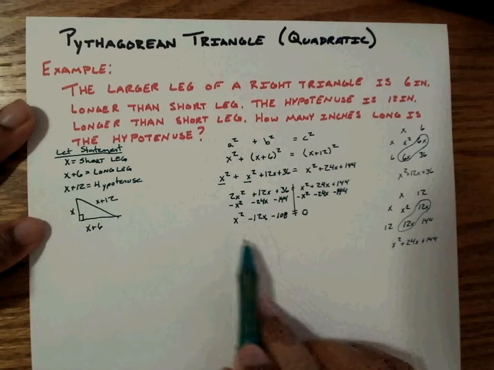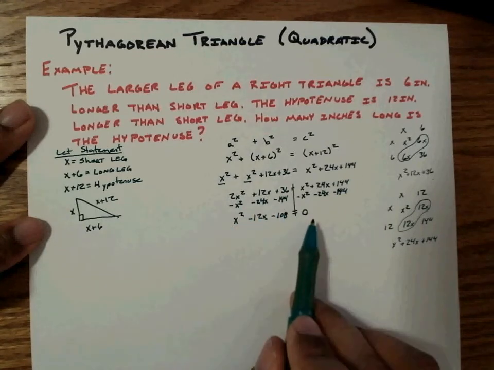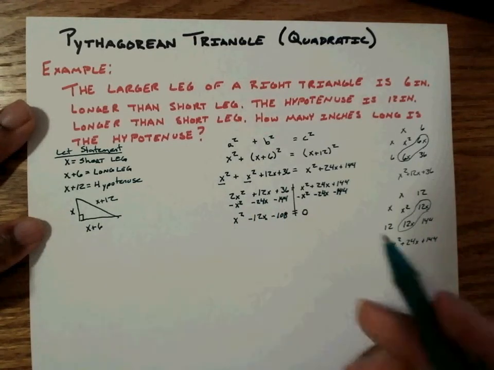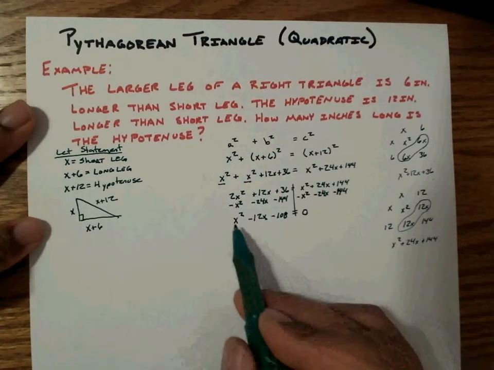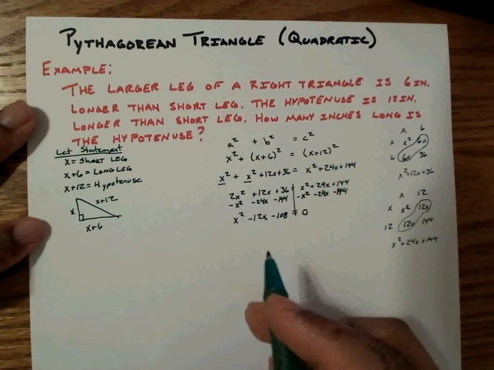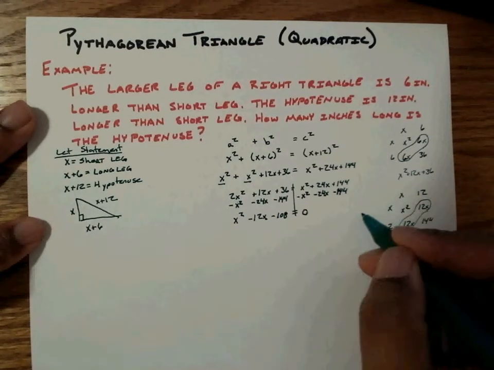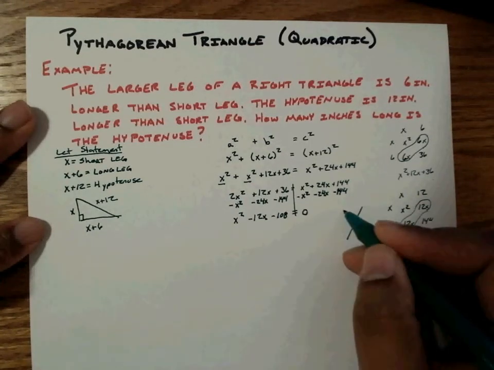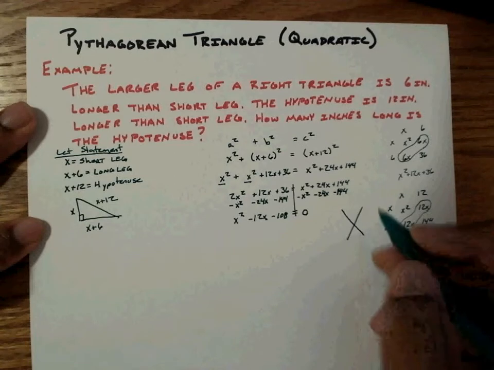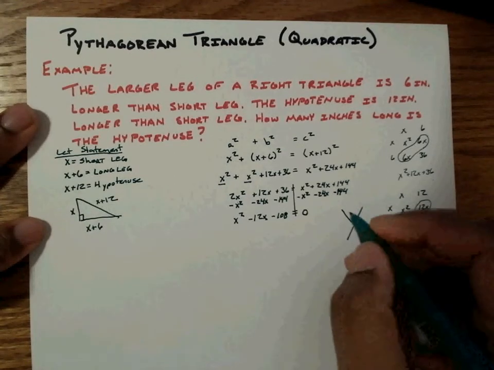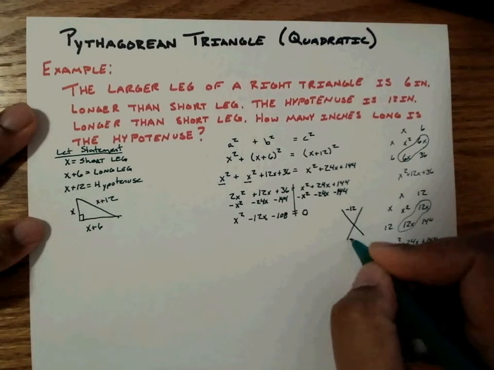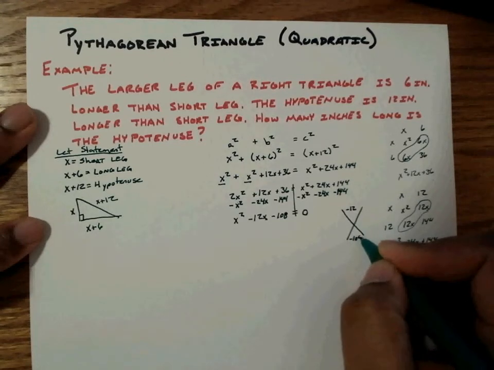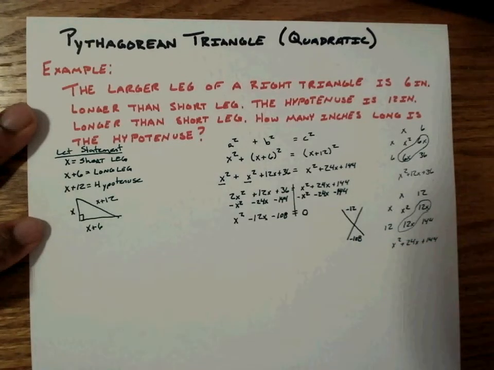So now this goes back to our quadratic unit, where all we need to do is just find the root, or find the 0. So we're going to factor. Luckily, our a is 1, so we can quick factor. So we need to figure out what numbers add up to negative 12 and multiply to give us negative 108.